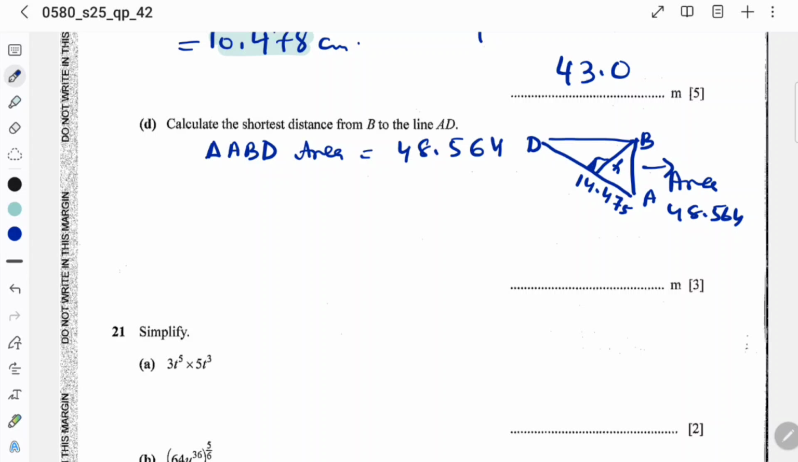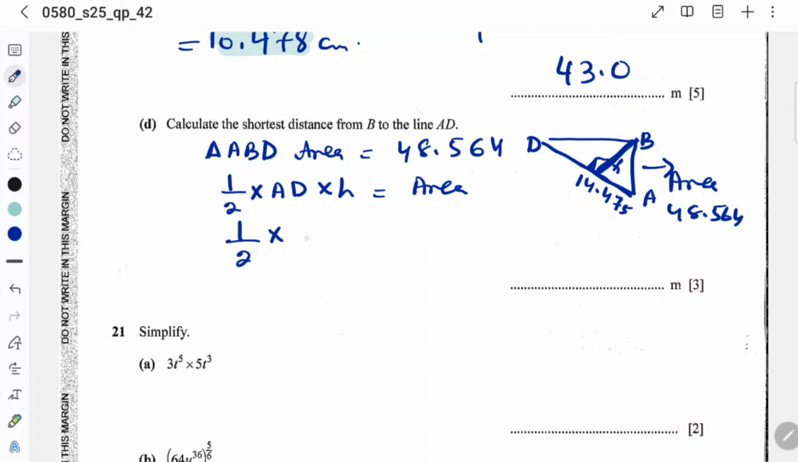So this question is very important because the parts are related to each other. If you get the length or any calculation wrong, then your other answers will also be wrong. So you have to be careful. Half base into height is the area. Your base is wherever your height lands. Like this, this is the base and this is the height. The shortest distance, the perpendicular distance, is always the height.